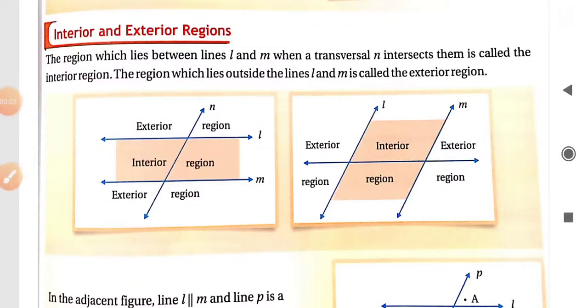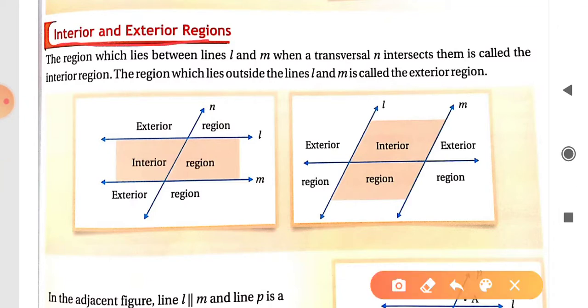Hello students, today we will discuss the next topic of chapter 7. The topic is interior and exterior regions. First of all, what is the interior region? We already know interior means inner. The region which lies between lines L and M.